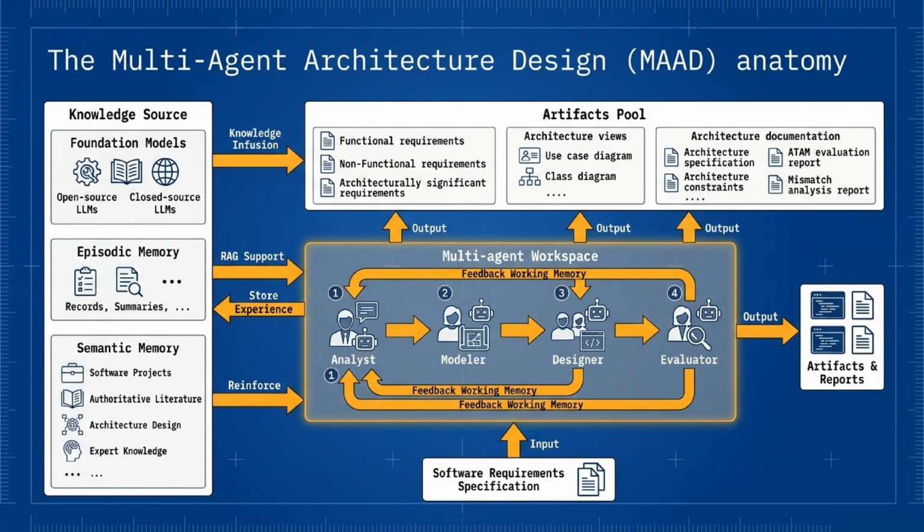Let's look under the hood at the anatomy of the MAAD framework. The system is powered by knowledge sources, heavily relying on foundation models and both episodic and semantic memory to infuse knowledge. This feeds into the multi-agent workspace where four key AI personas operate in a continuous loop: the analyst, the modeler, the designer, and the evaluator. Through feedback working memory, these agents process the software requirements and output their work into an artifacts pool, generating comprehensive architecture views and documentation.